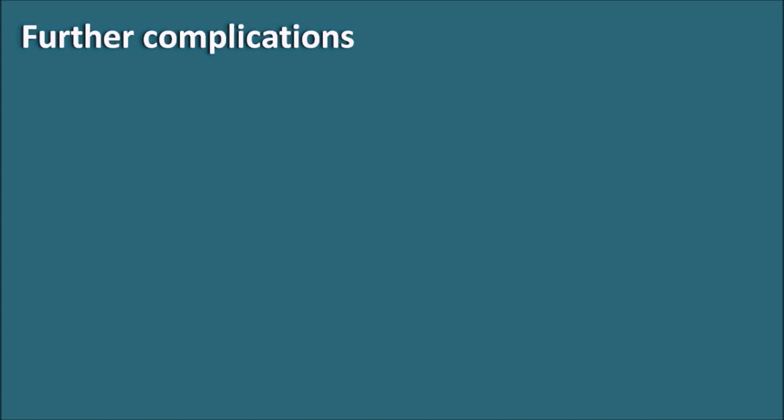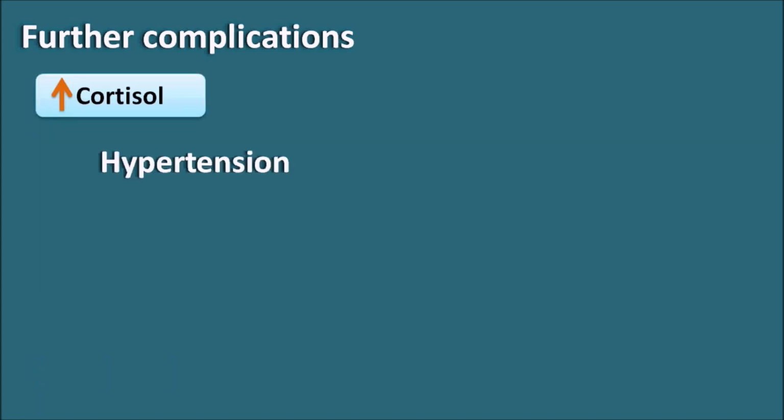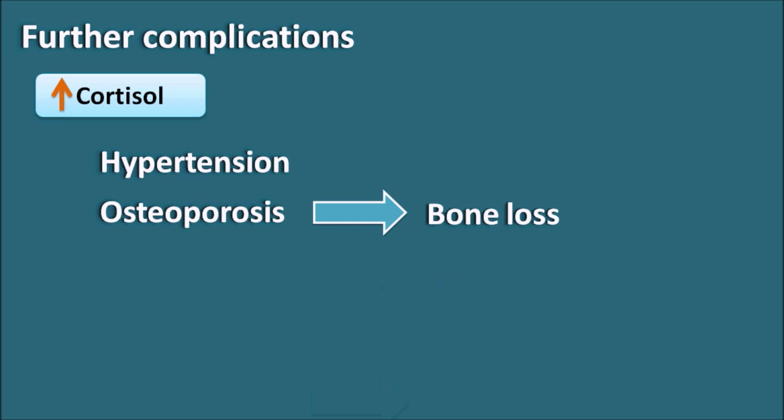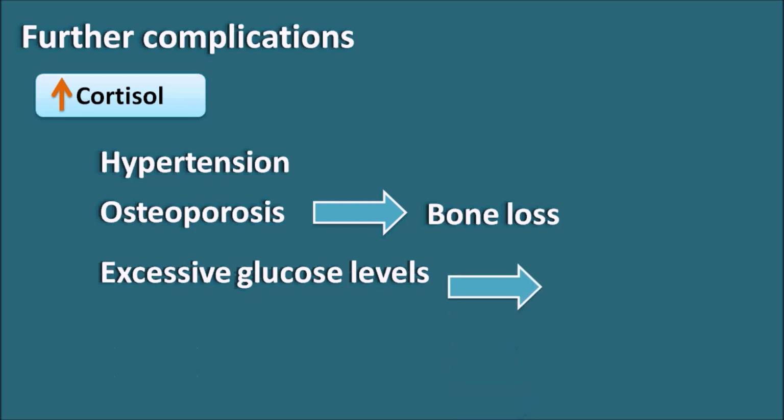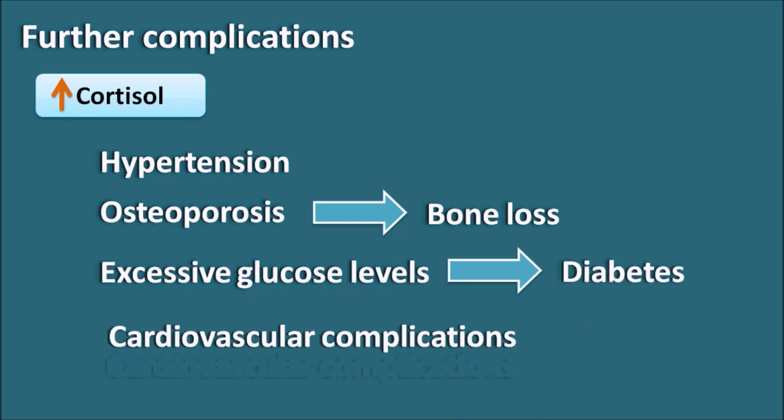Further complications. The important complications of Cushing syndrome are because of the increased cortisol levels. When these cortisol levels are excessively increased, it leads to hypertension and osteoporosis. This is a very important complication of Cushing syndrome, which results in bone loss and decreased bone strength in the patients. And excessive glucose levels may develop diabetes in the patient. And as the hypertension increases, it can also lead to cardiovascular complications, and heart attacks may also be possible with Cushing syndrome if it is untreated.